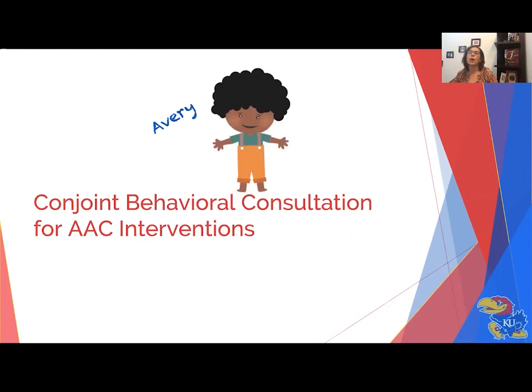Okay, so now I'm going to talk about a type of transdisciplinary model, and this is called conjoint behavioral consultation, or CBC. And we'll apply it to AAC interventions and then also to a hypothetical case study, little Avery here. And then you'll get the opportunity to apply some components of the model to another case study.